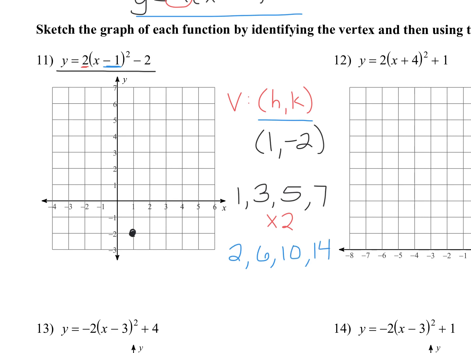So then how do I use that step? Over 1 up 2, and then I go over 1 up 6. And then I can do the same thing to the other side, or I can mirror it. And then connect. Now, is that easier than yesterday? Yeah.